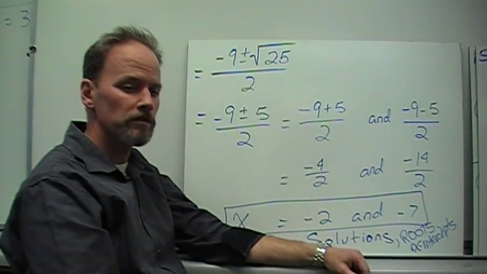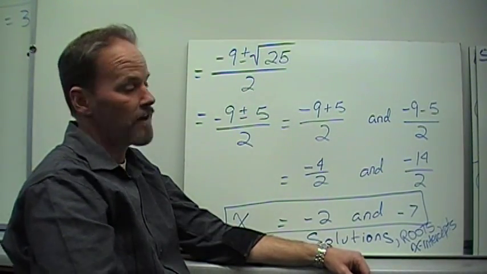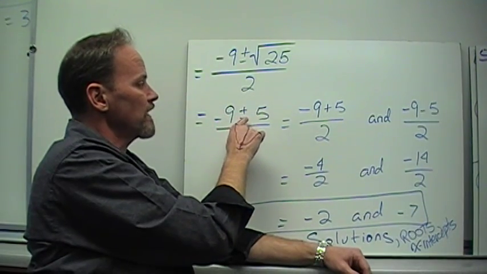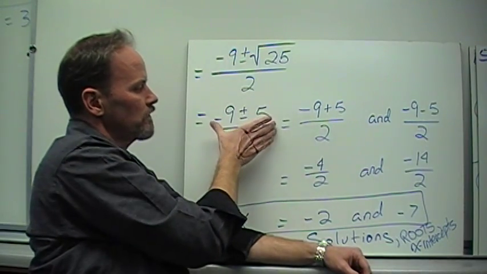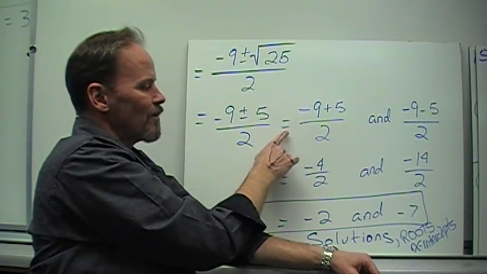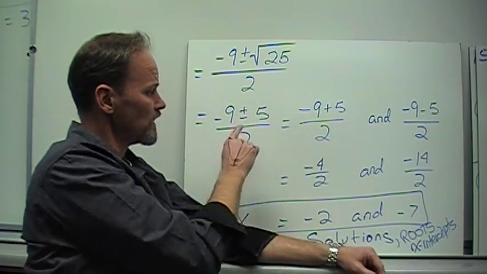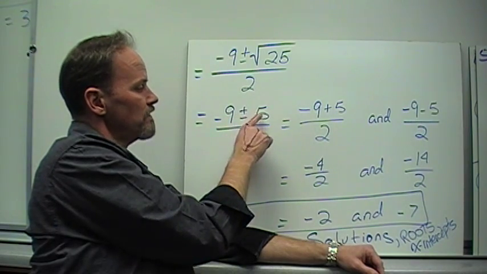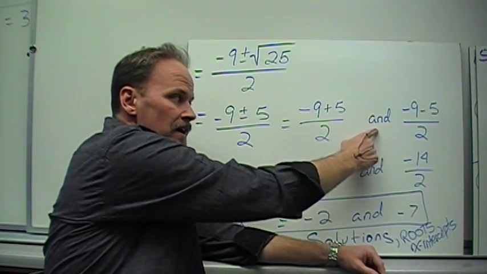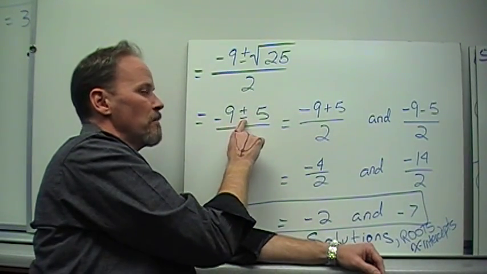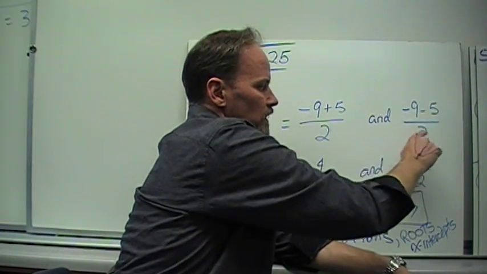Remember, we're going to get two roots here. We all know the square root of 25 is 5. So negative 9 plus or minus 5, divided by 2. This is where we split up into two solutions: negative 9 plus 5 divided by 2, and negative 9 minus 5 divided by 2.